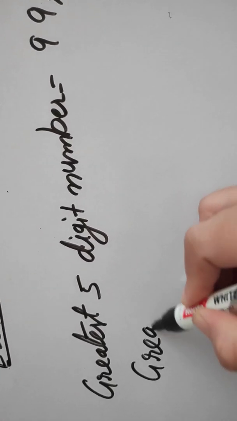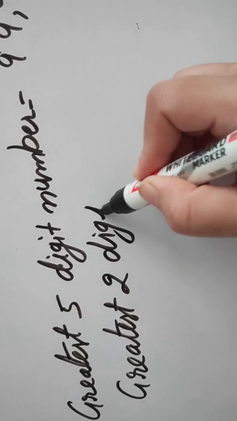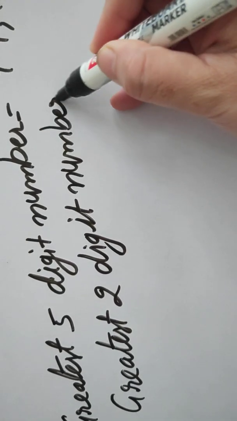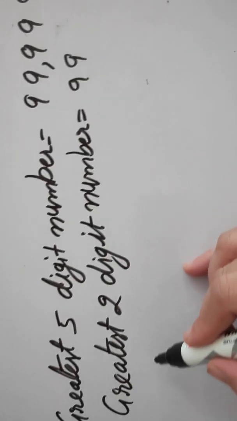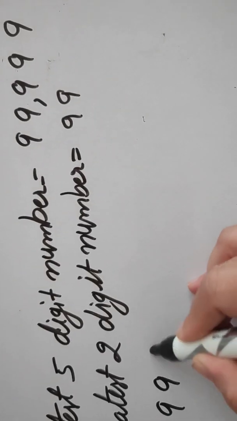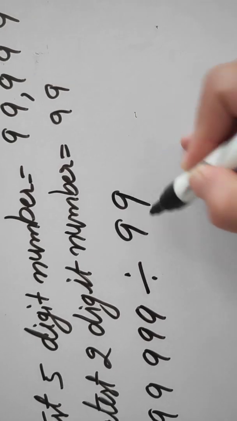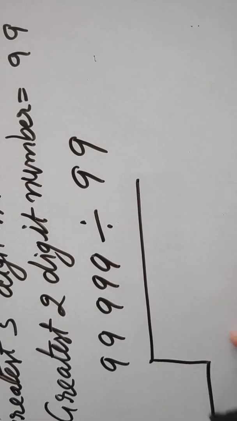What is the greatest 2-digit number here? In 1-digit, the greatest number is a single 9. In 2-digit, the greatest number is 2 times 9, it is 99. So now we can make our division. 99,999 you have to divide by 99. So it is very easy to divide. Make your division.